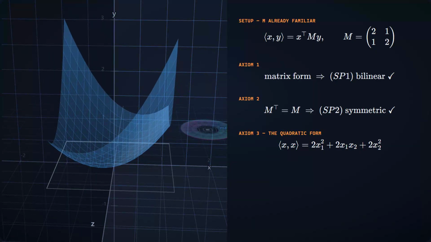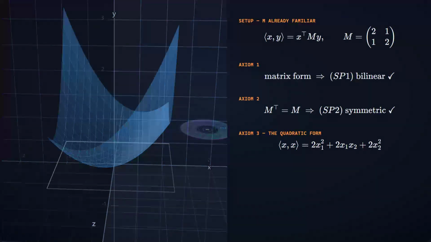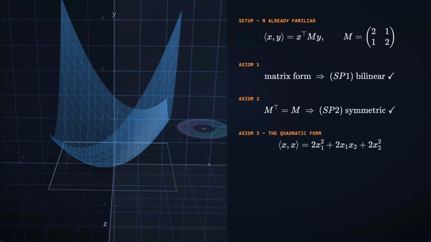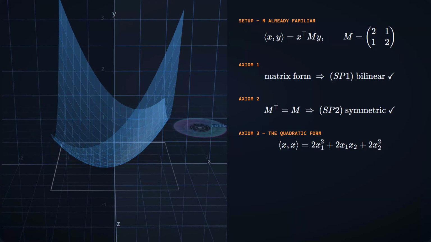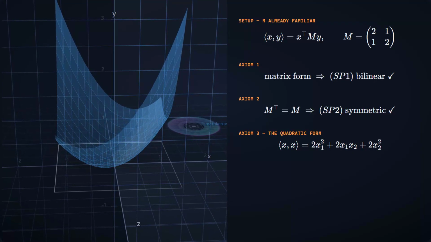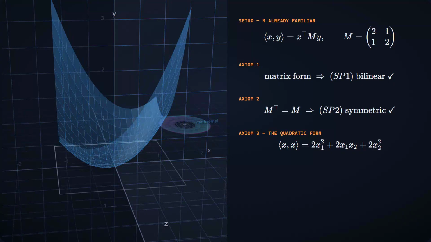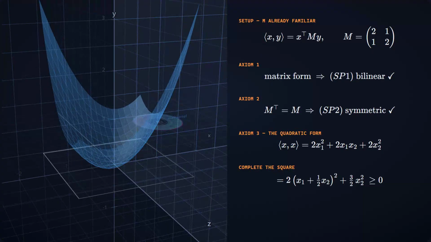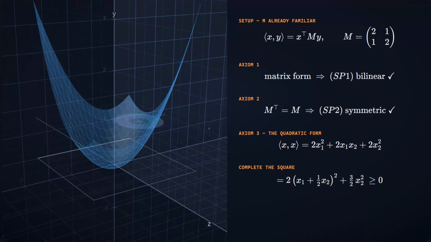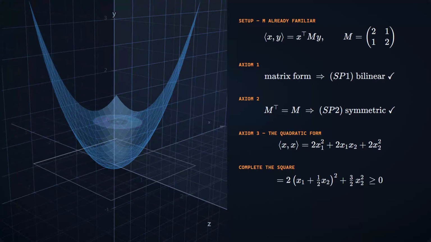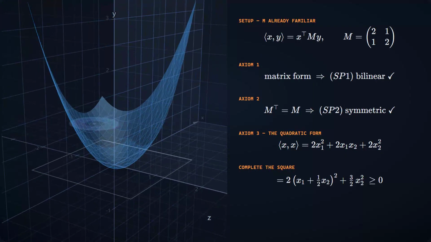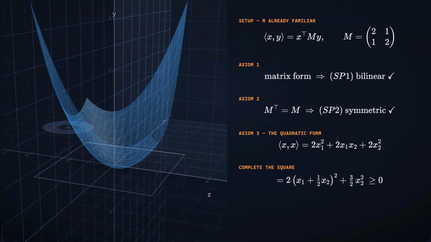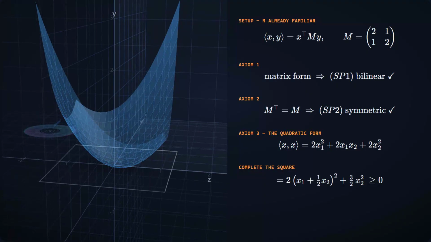You complete the square. 2 times x1 plus half x2 squared plus 3 halves x2 squared. Both terms are squares, so the whole surface sits on or above the floor. The picture, now proven. And it touches 0 at exactly one point, the origin, and is positive everywhere else. That's positive definiteness, made visible. All three axioms hold, so yes, a genuine scalar product. Checklist passed. Matrix form gives bilinear, a symmetric M gives symmetry, and the bowl gives positive definite.